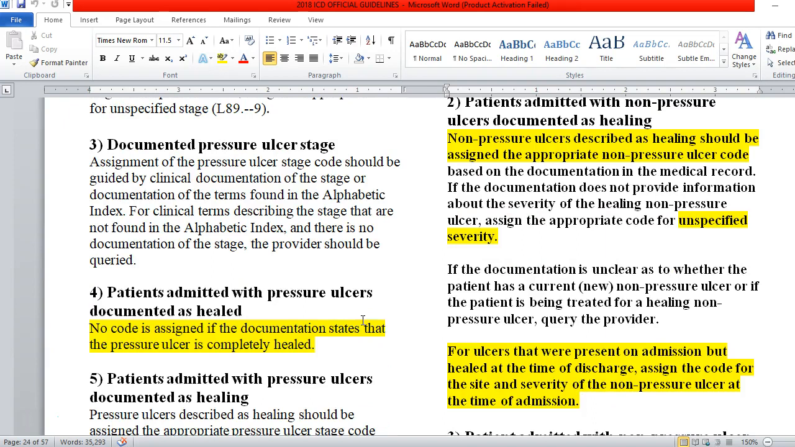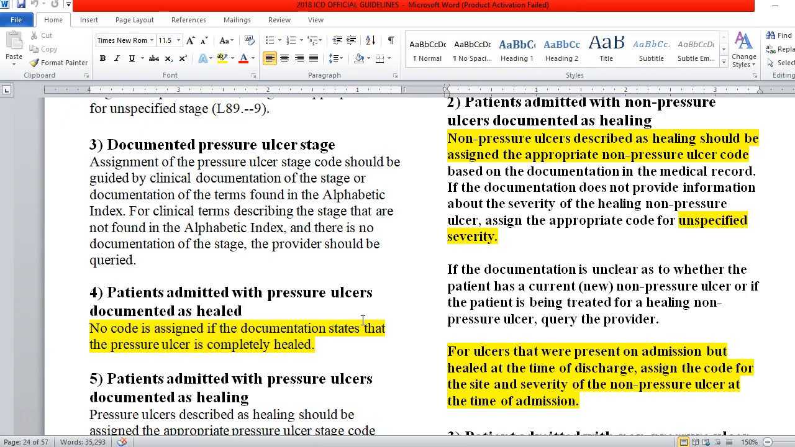Assignment of the pressure ulcer stage code should be guided by clinical documentation of the stage or documentation of terms found in the alphabetic index. We'll look at that in a few minutes. For clinical terms describing the stage that are not found in the alphabetic index, and there is no documentation of the stage, the provider should be queried. So if they're not using one of the terms that we can easily identify as a term associated with a stage, we always have to go back and ask them.